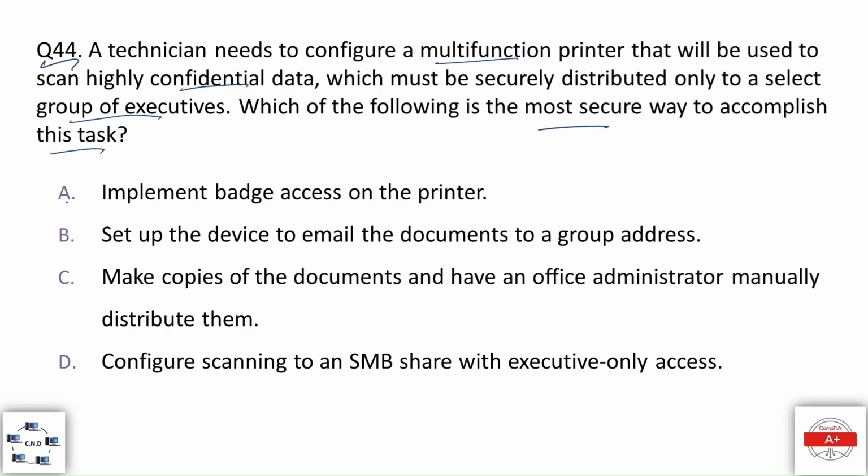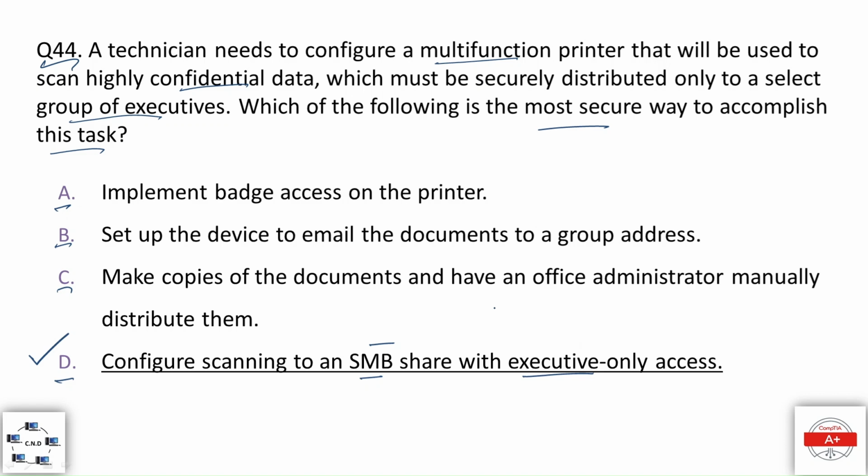The options are option A, implement badge access on the printer. Option B, set up the device to email the documents to a group address. Option C, make copies of the documents and have an office administrator manually distribute them. And option D, configure scanning to an SMB share with executive only access. And the correct option is option D, configure scanning to an SMB share with executive only access.